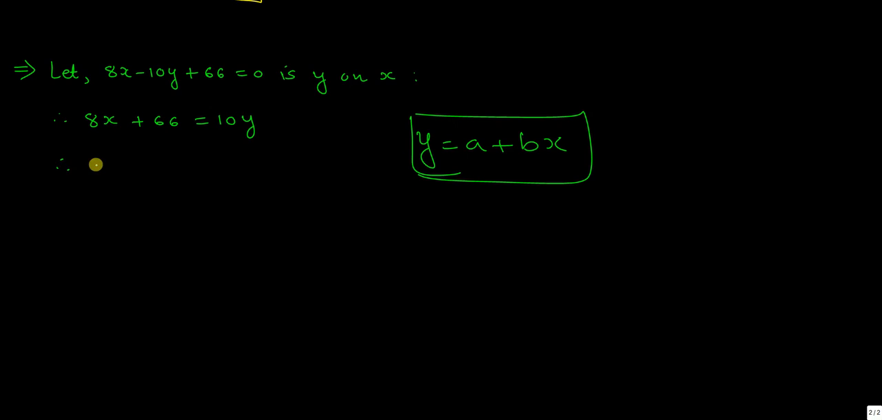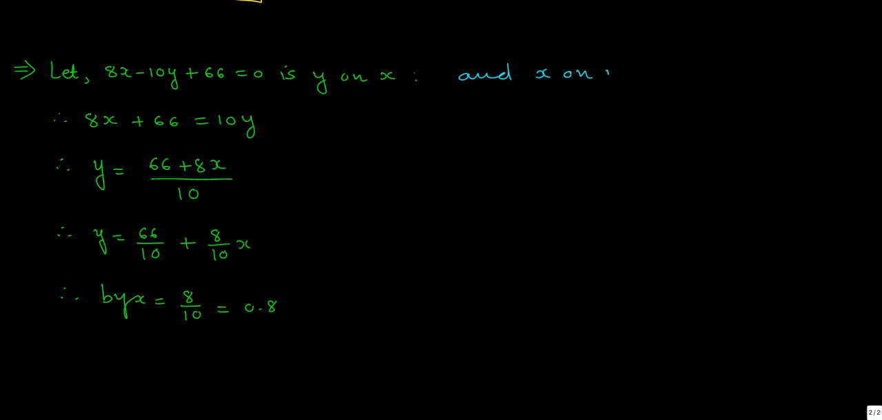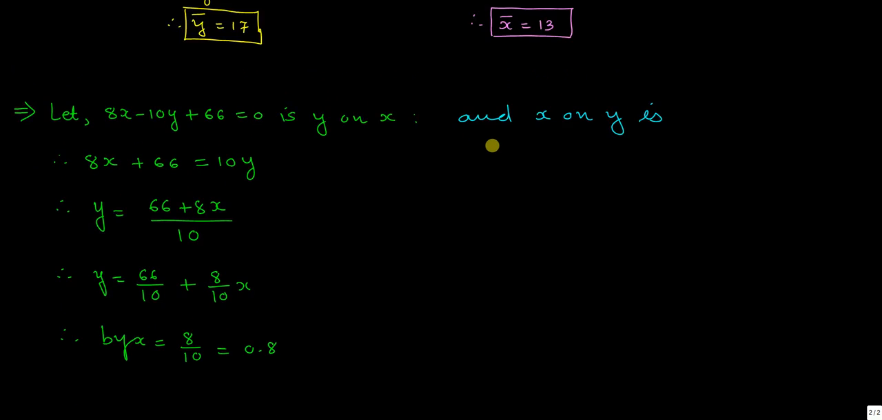Make y the subject: y is equal to 66 plus 8x divided by 10. Therefore y equals 66 upon 10 plus 8 by 10x. We don't need the 6.6. What is the coefficient of x? It is 8 by 10. Therefore byx is equal to 8 by 10, which is 0.8.